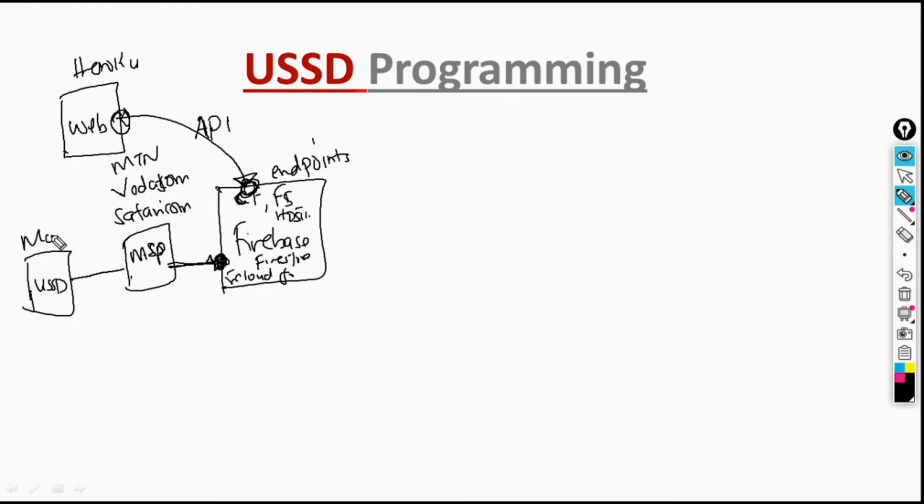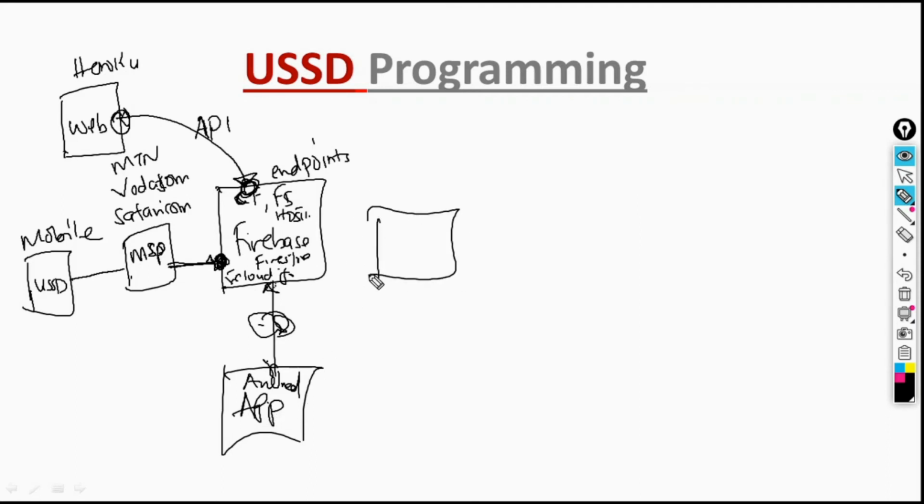This is the mobile phone. You have explained the web. If you have another phone that is using an Android app, it will use the same process. So Android uses the internet somewhere. This is the internet. Then to Firebase functions, which is the endpoint that sends data to your Android app so that it can display. We also have an iOS app.